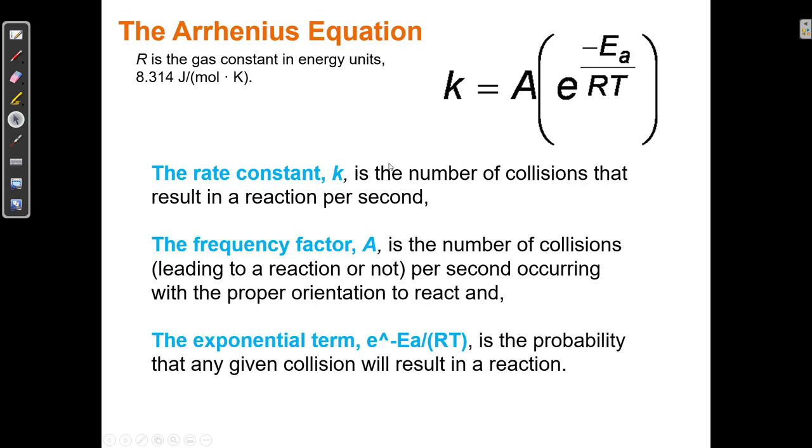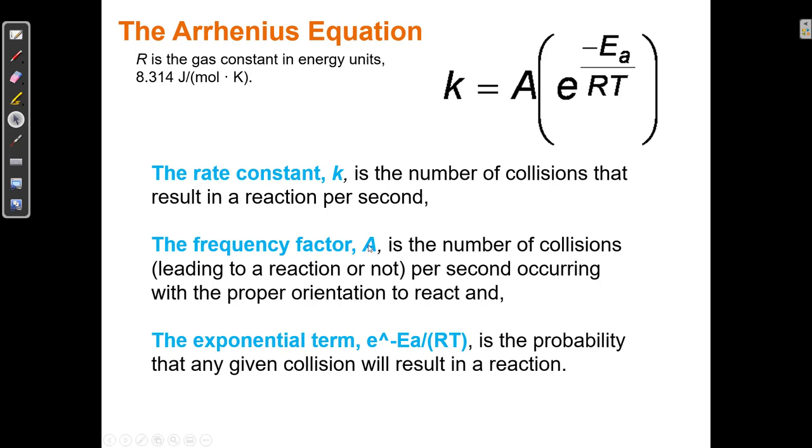So the number of collisions that result in a reaction per second, we call that the rate constant. The frequency factor is the number of collisions per second, whether or not they lead to a reaction, that occur with the proper orientation to react. So K is the number of collisions that result in a reaction, and A is just the number of appropriate collisions per second. And whether or not those appropriate collisions are going to cause a reaction, that's a function of this last one, the exponential term, which says how much energy is required for that collision to cause a reaction.